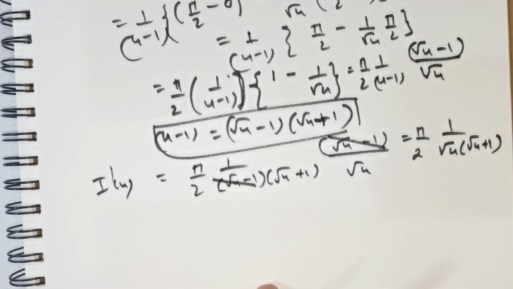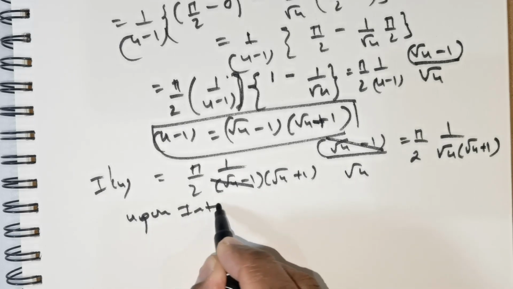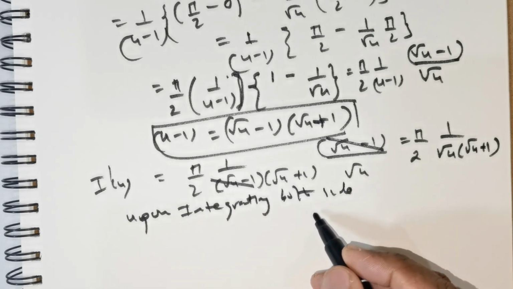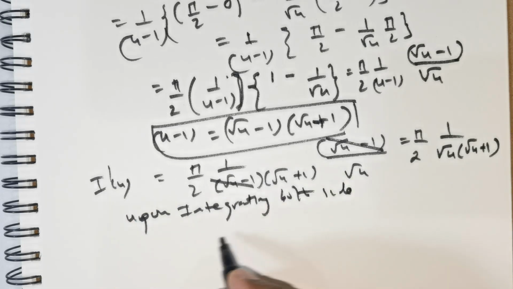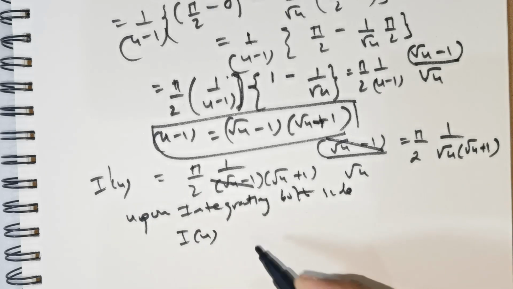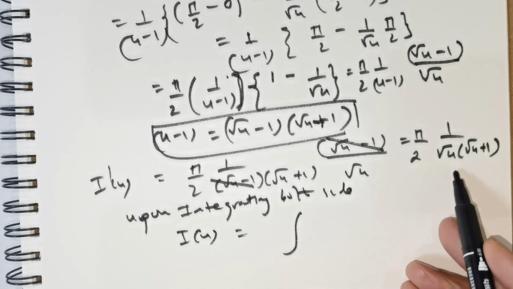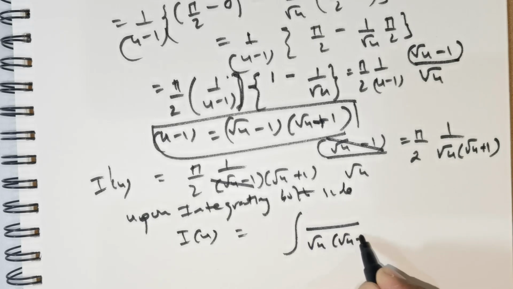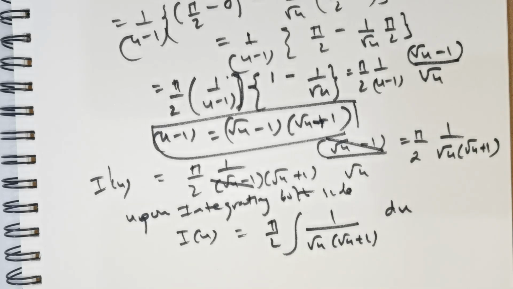So now you need to get I of u. For that we need to integrate both the sides. So upon integrating both sides, what exactly happens when you integrate I dash of u? This would get us back the function I of u. Now in this case we need to integrate pi over 2 times the integral of 1 over root of u times root of u plus 1, with reference to du. So this is what we need to integrate.